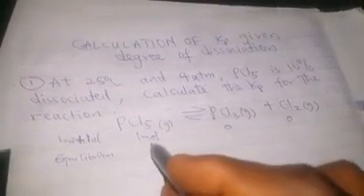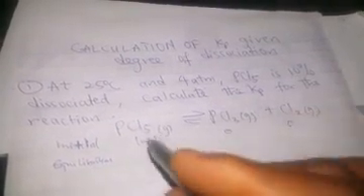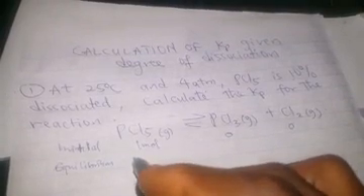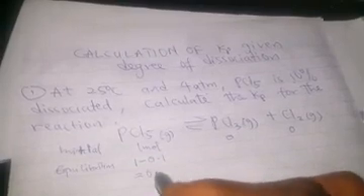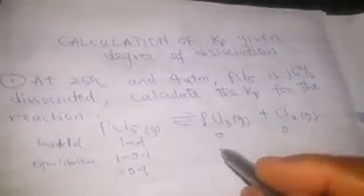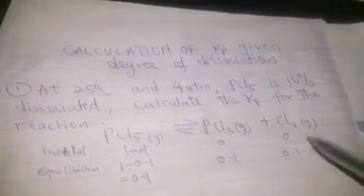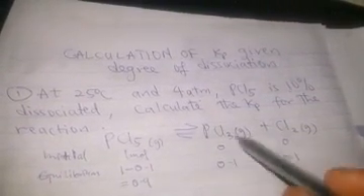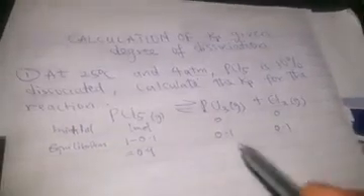Okay, here it is dissociated by 10%. 10% actually means 0.1. So at equilibrium, PCl5 would be 1 minus 0.1, which is 0.9, while PCl3 will increase by 0.1 and chlorine will increase by 0.1, since it is just 1 mole. If there were more moles, we would have multiplied by that number of moles. So this is what we have.